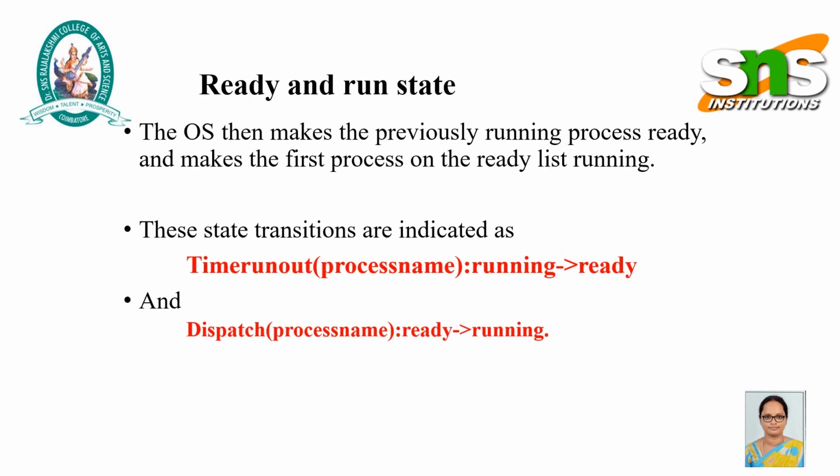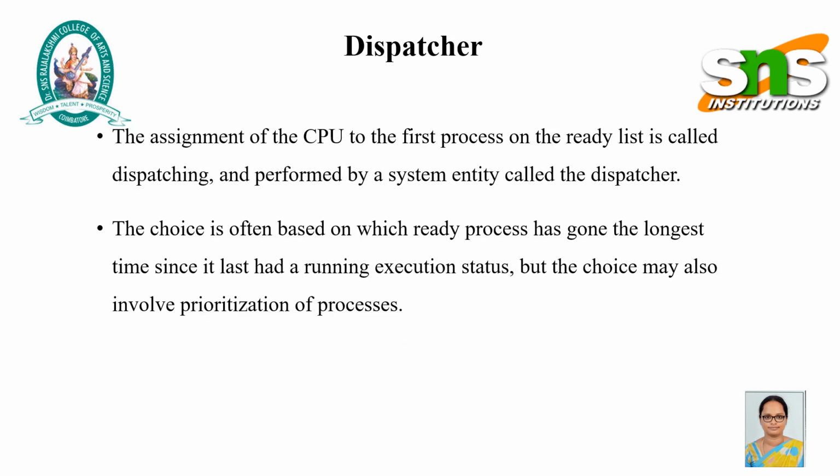Ready and running state. The operating system makes the previously running process ready and makes the first process on the ready list running. These state transitions are indicated as timeout of process name, running to ready, and dispatch of process name, ready to running. So we are assigning the ready to running state.